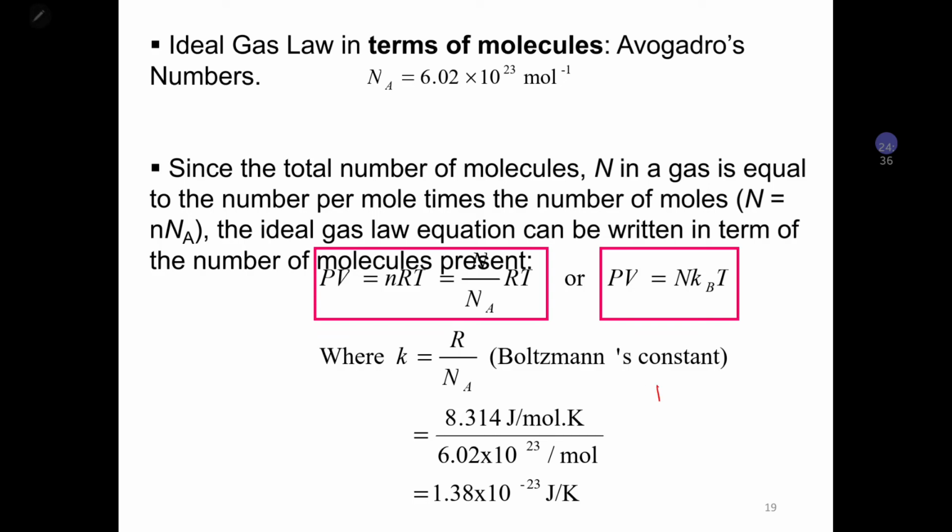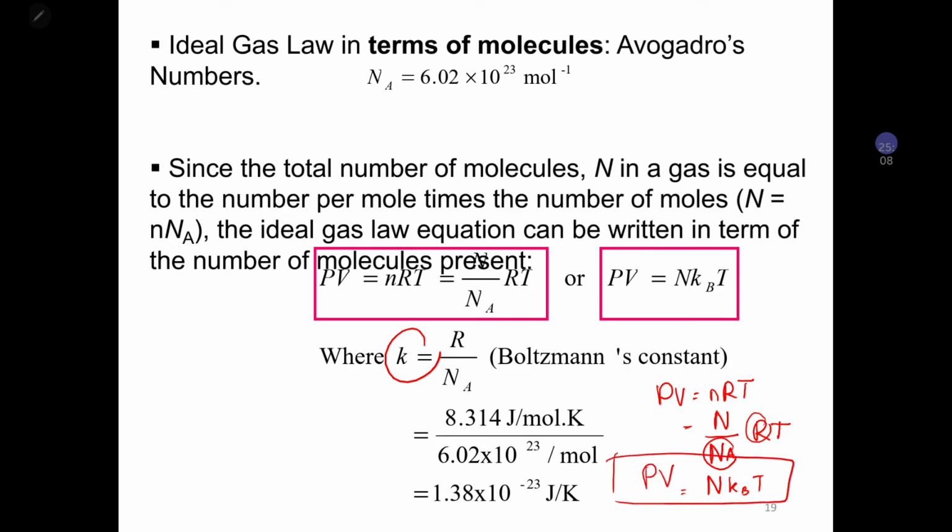You know that PV is equal to nRT, right? n is the number of moles. It can actually be written as N over NA, the number of molecules divided by the Avogadro number, times RT. So R over NA is equal to the Boltzmann constant, so you can actually use PV is equal to N kB T. That's another equation.